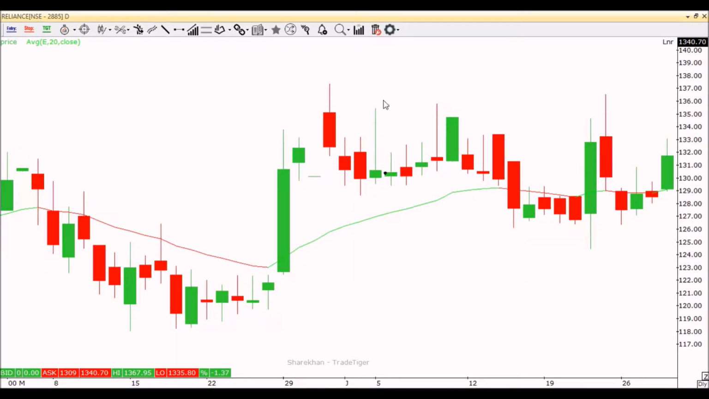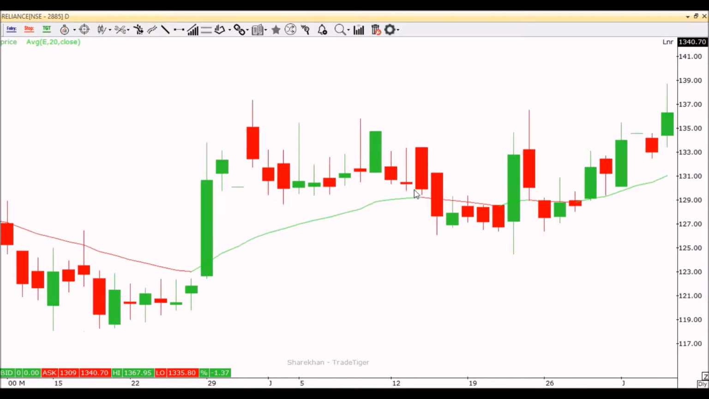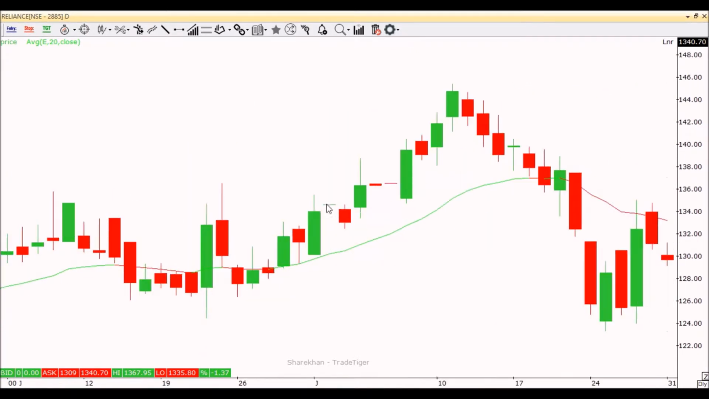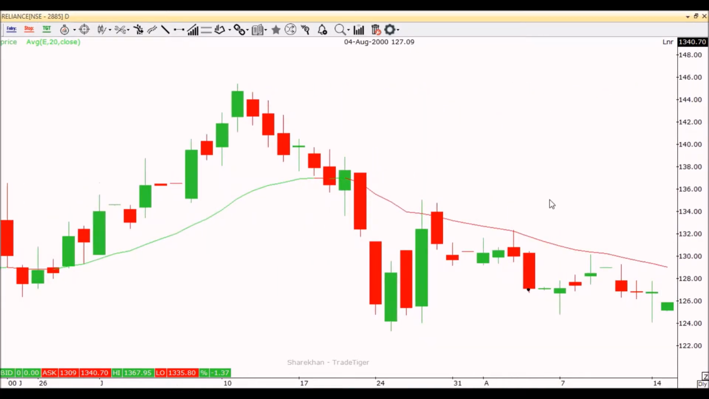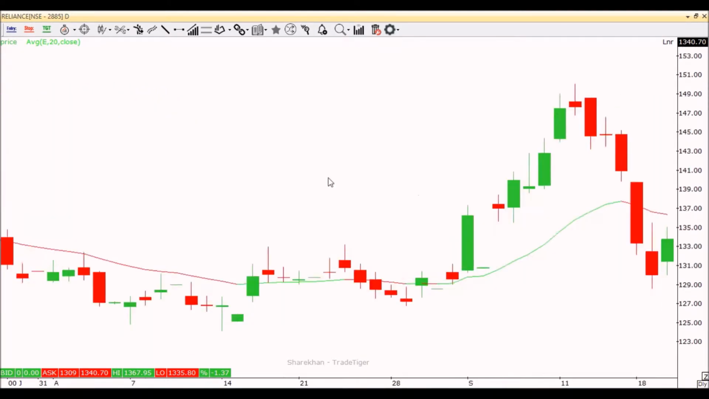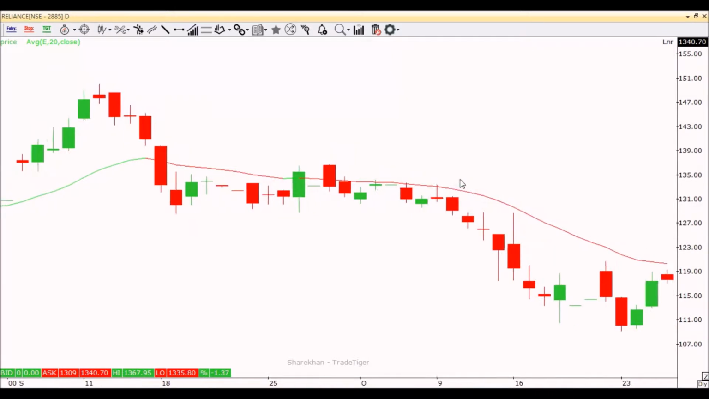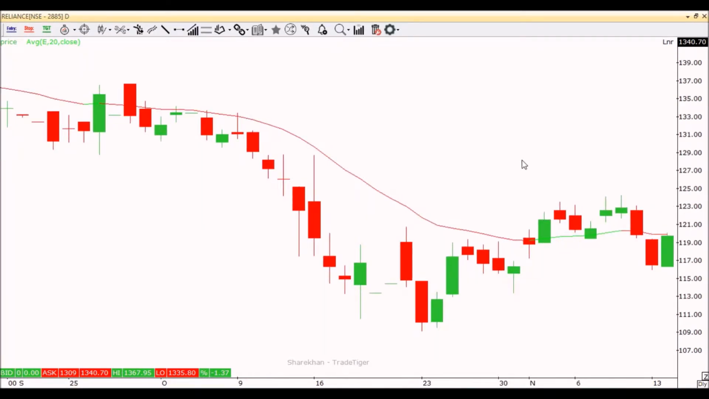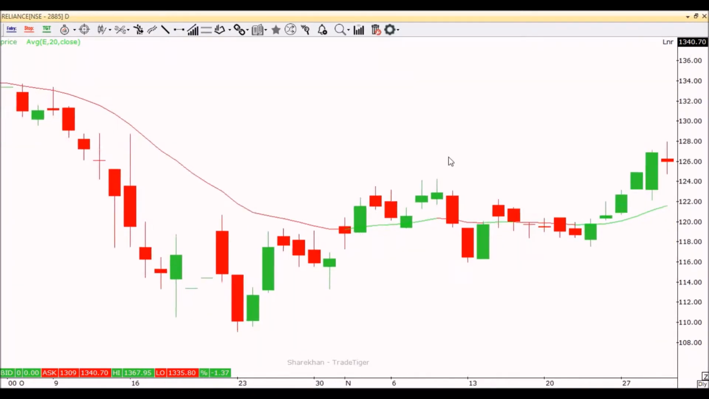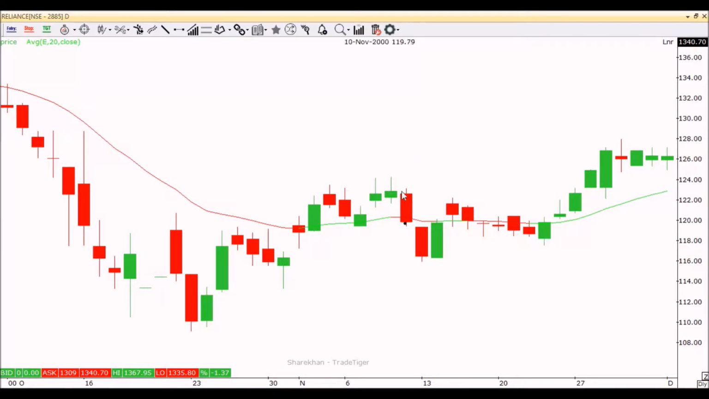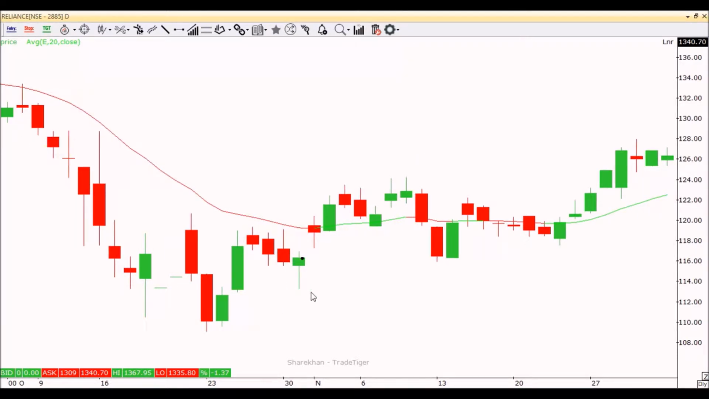Hammer is basically a bullish reversal pattern with a small real body, negligible or no upper wick, and a long lower wick, which should have a length of more than twice the real body. Here in the chart, after this slide, look at the behavior of the hammer.